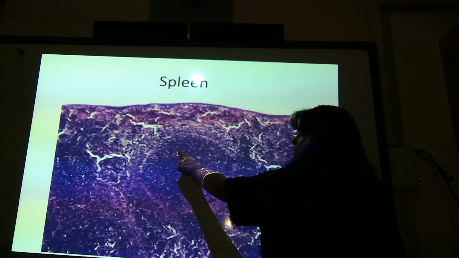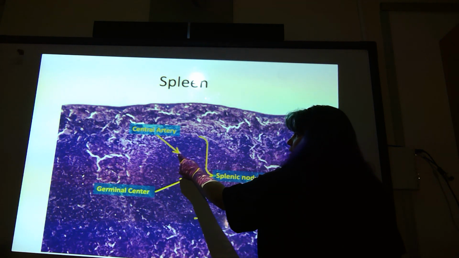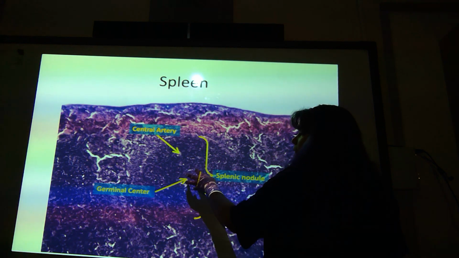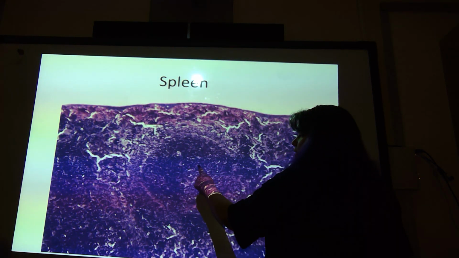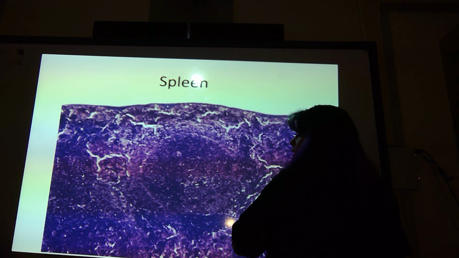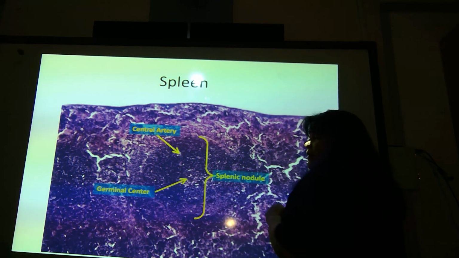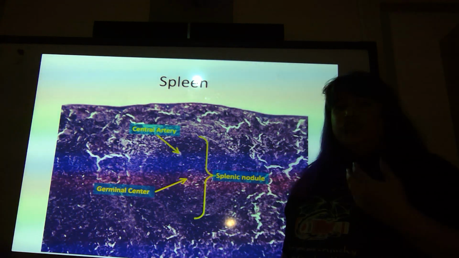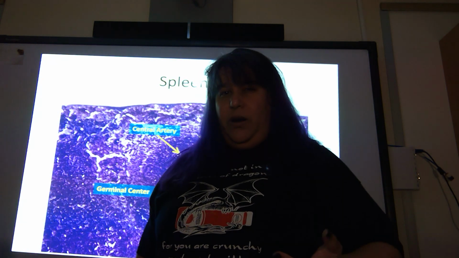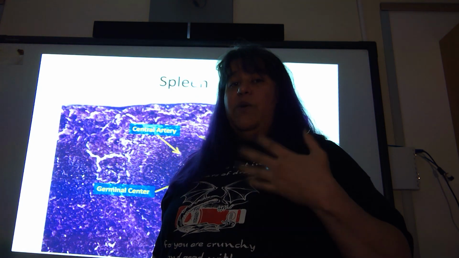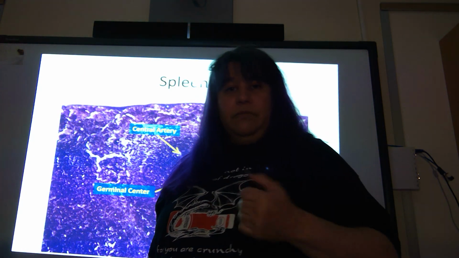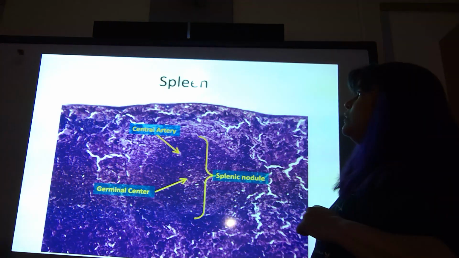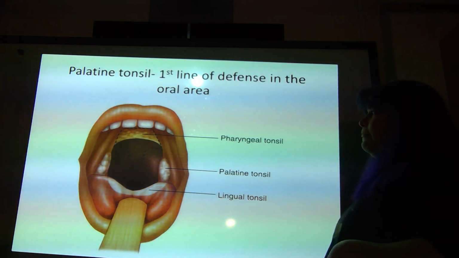Now remember the artery I pointed out earlier? This is the central artery. Now, dead center in the middle of this circle is going to be the germinal center. Now, germinate means to make more. So this is one of the places where we make more cells. Okay? So that's the spleen.